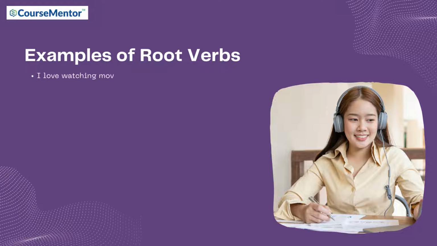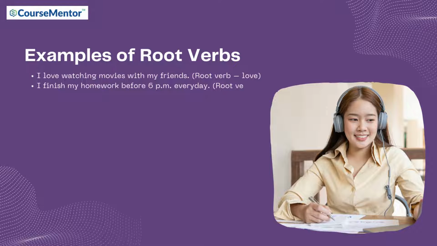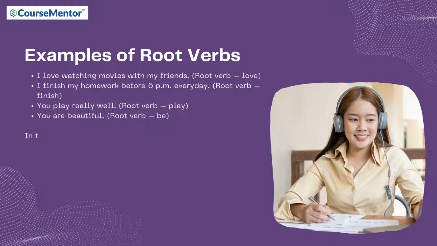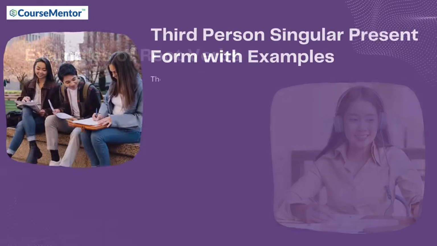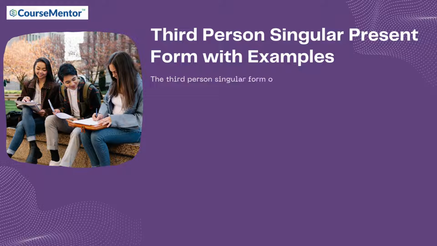Examples of root verbs. I love watching movies with my friends. Root verb, love. I finish my homework before 6 p.m. every day. Root verb, finish. You play really well. Root verb, play. You are beautiful. Root verb, be. In the above examples, the verbs love, finish, play, and are are used in their original form, and so they are called root verbs.